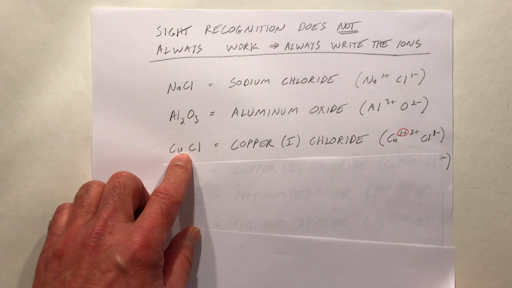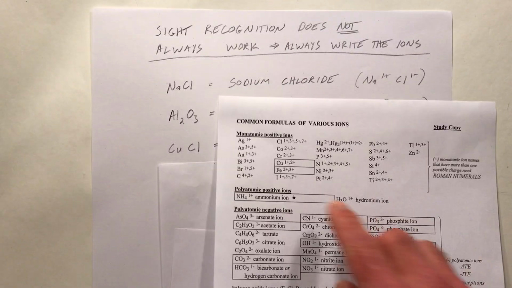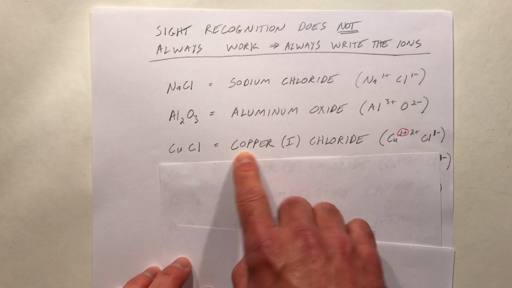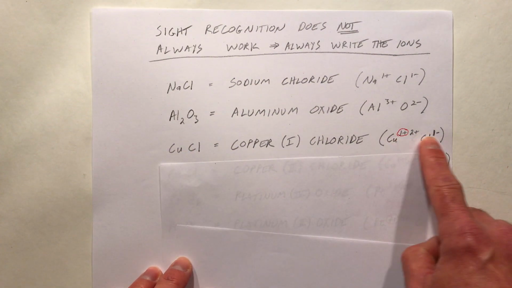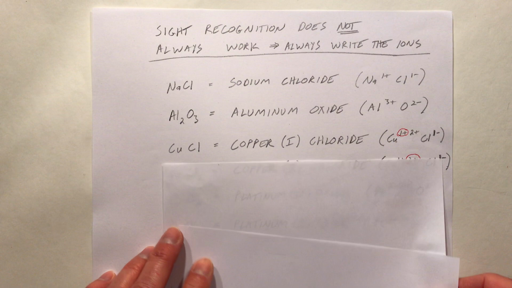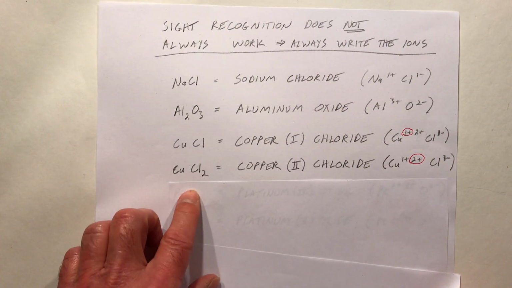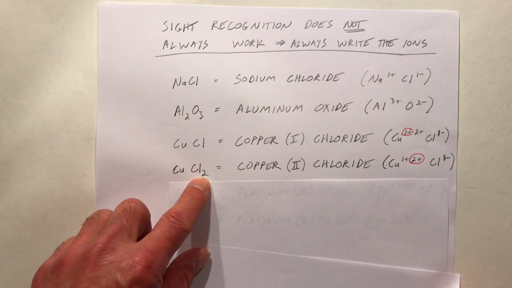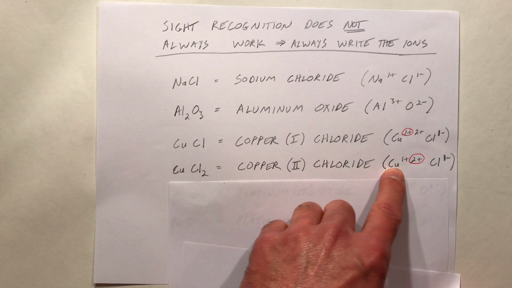You might say, hey, copper. Well, I know copper has more than one charge. I remember that. Could be copper 1 or 2. Well, there's a 1 down here, right? It's 1 and 1, so we'll call that copper 1 chloride. And that, in fact, would be correct. You might look at this one and say, well, yeah, copper could be 1 plus or 2 plus. Since there's a 2 down here, we must have crisscrossed a 2. That's copper 2 chloride. You know what? That would be correct, too.